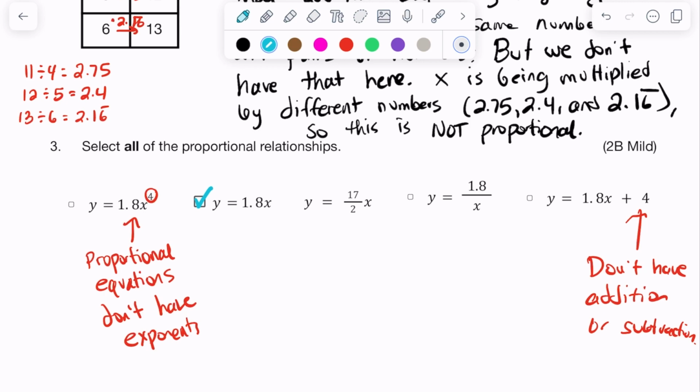That's in the standard form y equals k times x, where k is the constant of proportionality. We have the same thing for this next one.